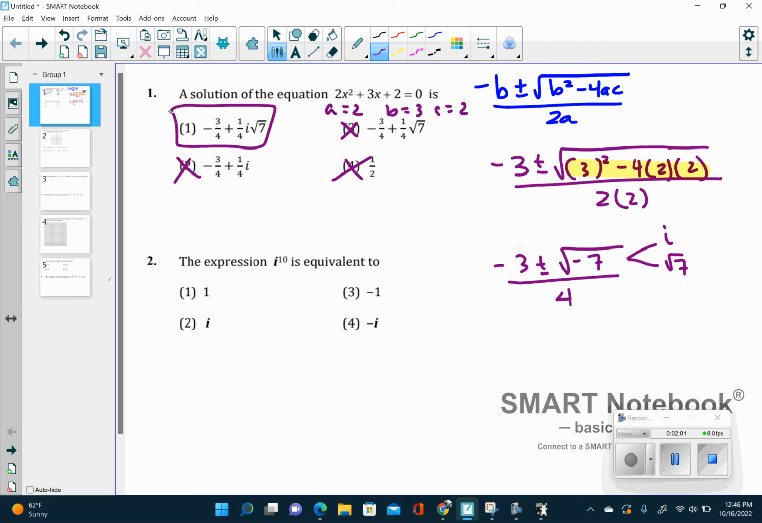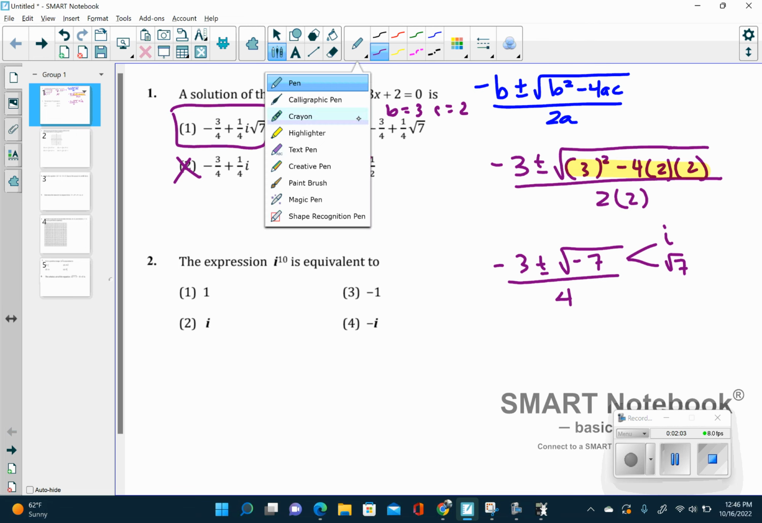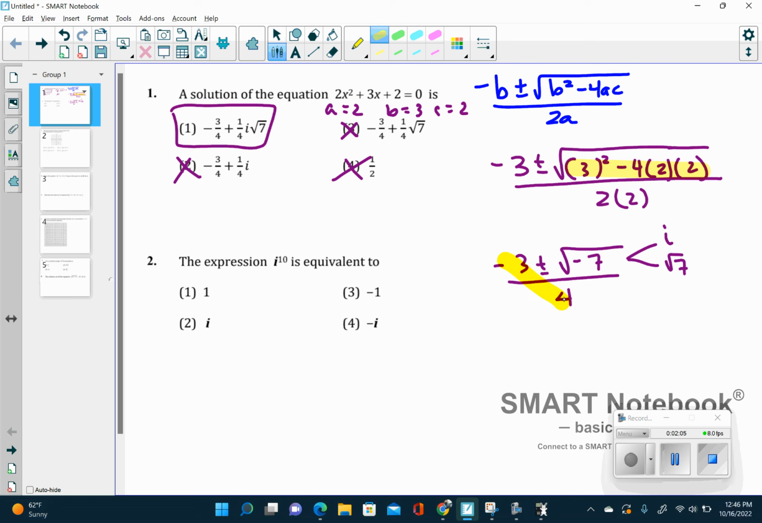But I'm going to show you how to make it look exactly like that. At this point, you want to use that band-aid method that I showed you all. By band-aid method, I mean you split it up into -3 over 4. That's the first part. Then there's a plus or minus sign. And then this part simplifies to be i radical 7, which is what we got from this part, divided by 4, which is equal to option number 1.